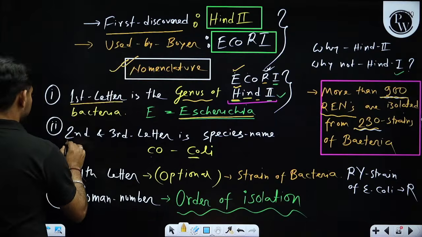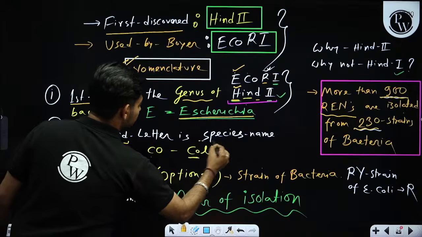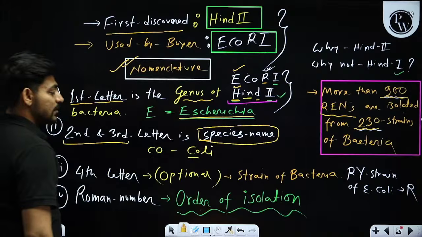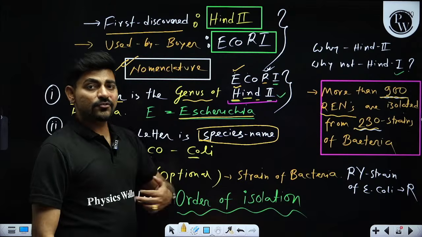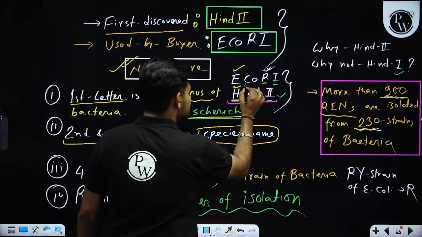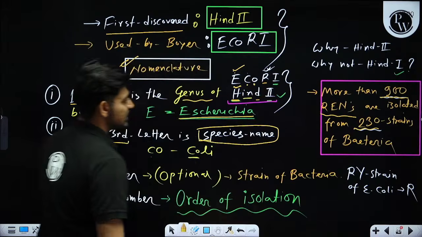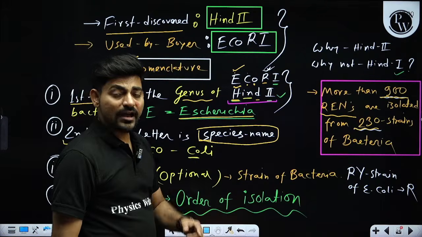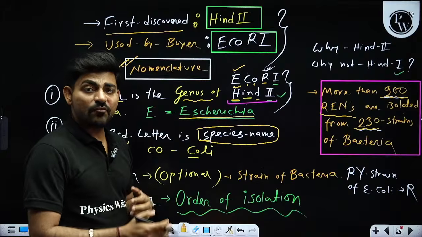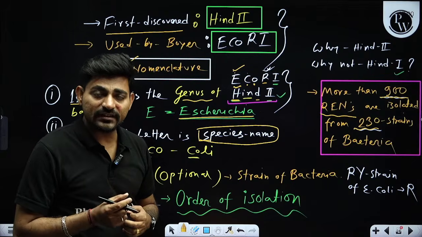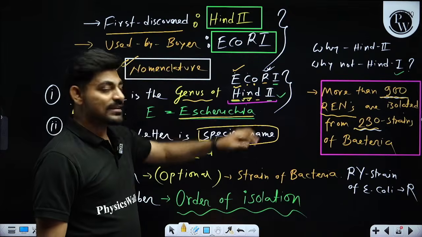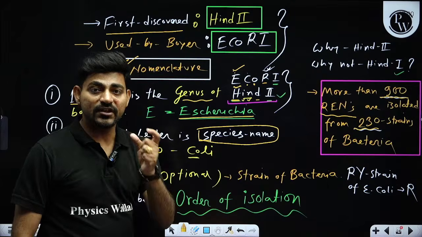Now, what is the importance of the second and third letter? The second and third letter tell us about the specific epithet. Like, what is the full form of E. coli? Escherichia coli. So what are the second and third letters? The first two letters of the specific epithet: Escherichia coli, E. coli, so CO is taken from here. For Hind, Haemophilus influenzae, the specific epithet is influenzae, so the second and third letters, i and n, have been taken from the word influenzae.